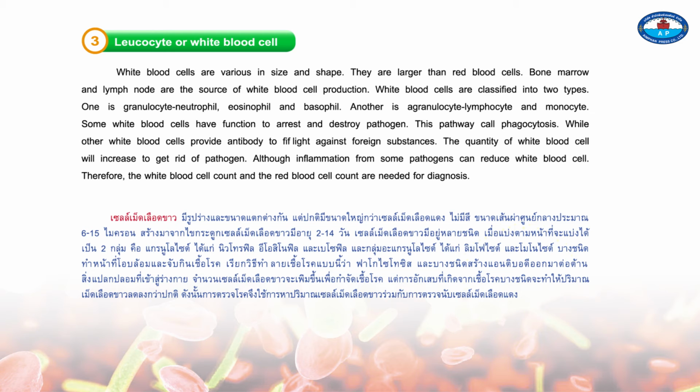White blood cells are classified into 2 types. 1 is granulocyte: neutrophil, eosinophil, and basophil. Another is agranulocyte: lymphocyte and monocyte. Some white blood cells have the function of arresting and destroying pathogens. This pathway is called phagocytosis, while other white blood cells provide antibodies to fight against foreign substances.